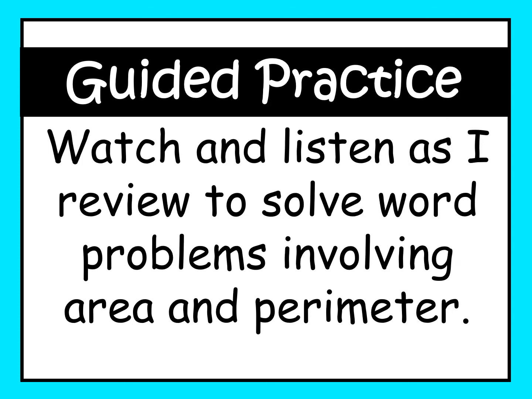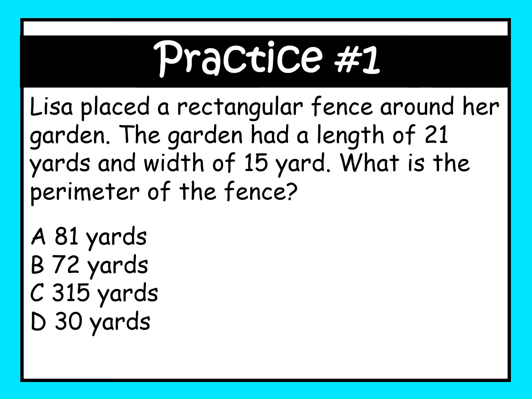Guided practice. Watch and listen as I review how to solve word problems involving area and perimeter. Practice number 1. Lisa placed a rectangular fence around her garden. The garden had a length of 21 yards and a width of 15 yards. What is the perimeter of the fence? As I look at this problem, I see that it's asking me for the perimeter, so I'm going to circle that. I know that the length of the fence is 21 yards and the width is 15 yards. So I'm going to determine the perimeter.